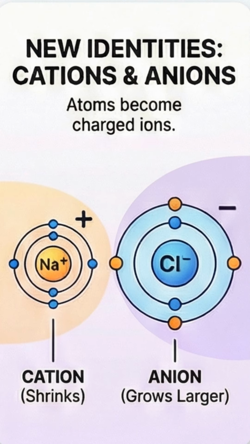After electron transfer, the metal becomes a positively charged cation because it has more protons than electrons. The nonmetal becomes a negatively charged anion because it gained extra electrons. Cations are usually smaller than their parent atoms, while anions become larger due to increased electron repulsion.